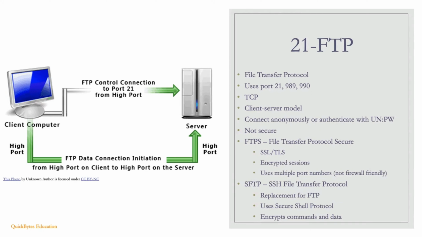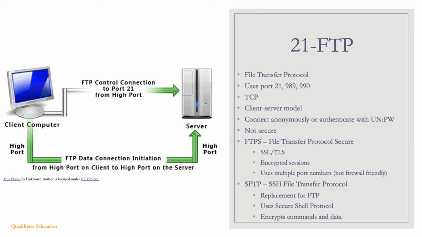FTP is used to transfer files between devices. A user may be allowed to connect anonymously, or the user may be required to enter a username and password before transferring files. FTP commonly uses TCP port 21 for control traffic. In active FTP, TCP port 20 is used for data transfer.